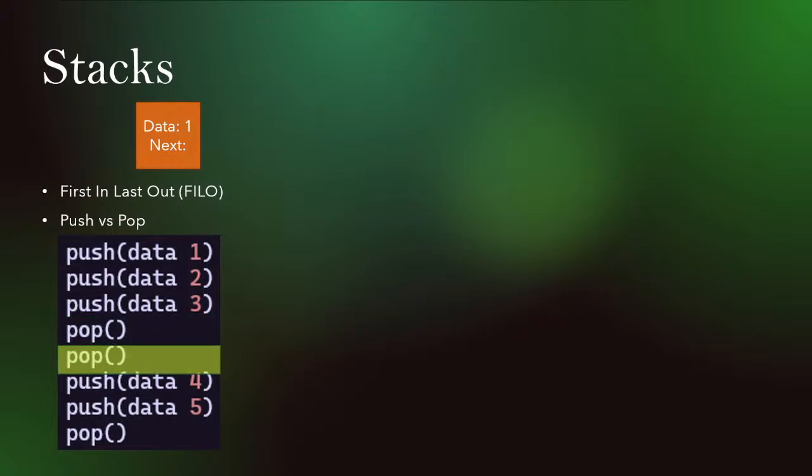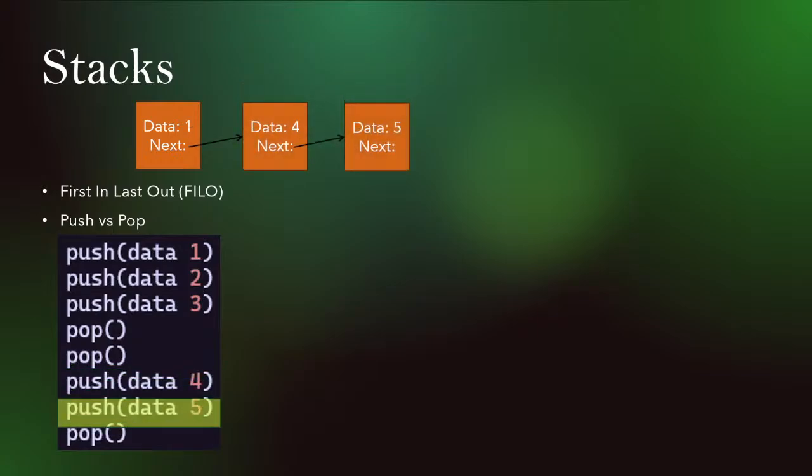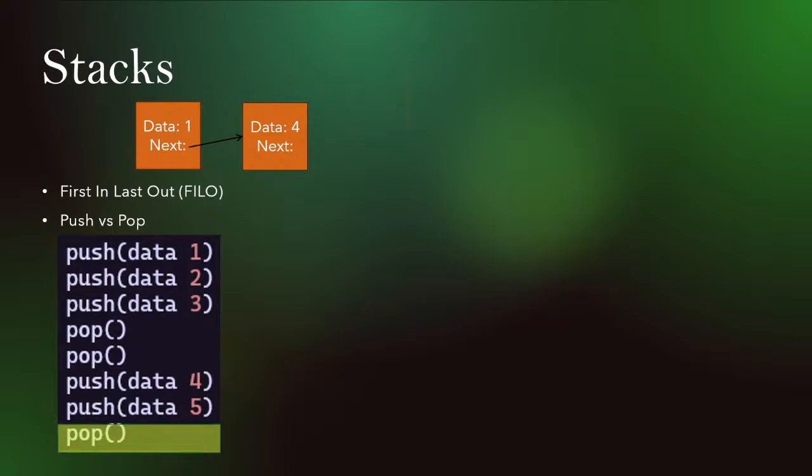Poor data 1 is not going to get popped off yet, so we're going to push data 4 and then add data 5 to the top of the stack. Then we pop off the last one, so data 5 gets taken off because it was the last one in, and this is what our stack is left with. If we were to pop two more times, data 4 would go next, and then data 1. This is the difference between a queue and a stack. Queue is first in, first out. Stack is first in, last out.